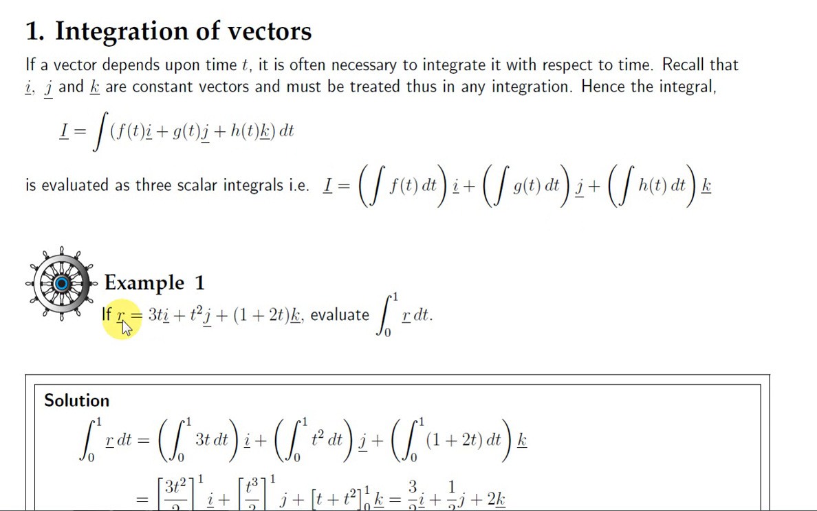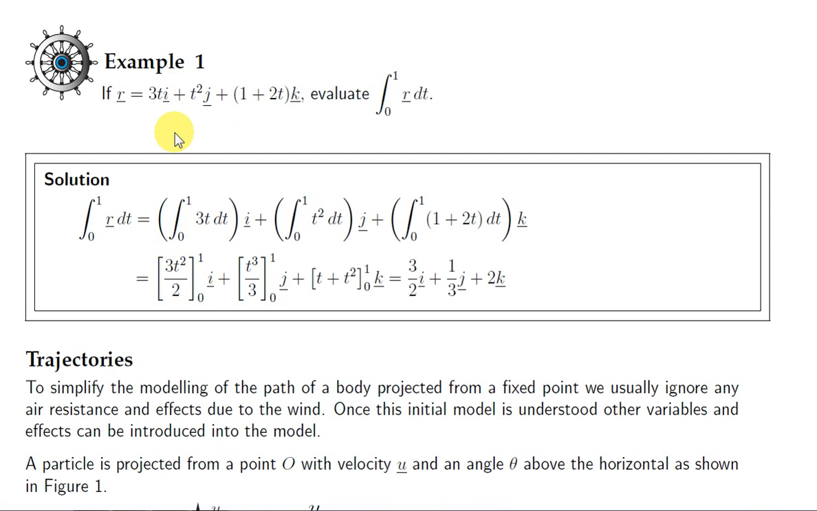So here's an example. Here we have the vector r as a function of time. And we want to integrate this vector from 0 to 1. So we just go along and integrate each component from 0 to 1. So each of these integrals is straightforward, and we end up getting 3/2 i plus 1/3 j plus 2k.